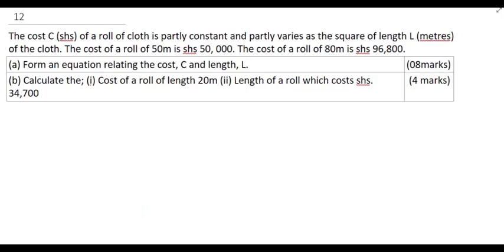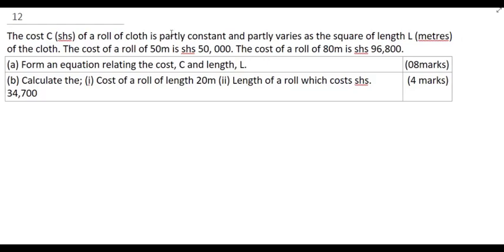Now, the cost C of a roll of cloth is partly constant and partly varies as the square of length L of the cloth. The cost of a roll of 50 meters is 50,000. The cost of a roll of 80 meters is 96,800. Question A says, form an equation relating the cost C and length L.